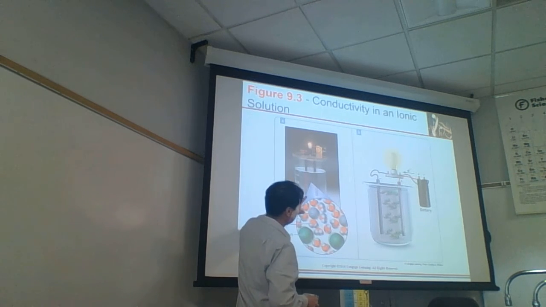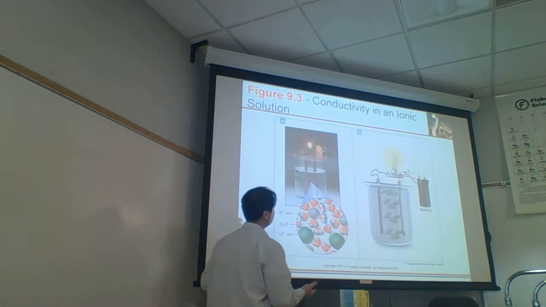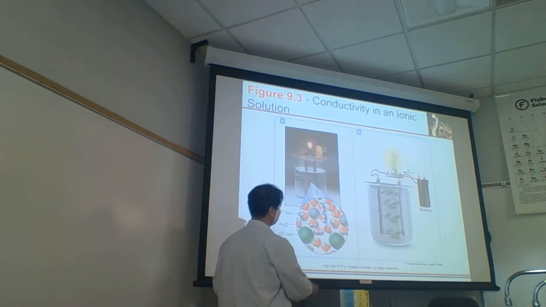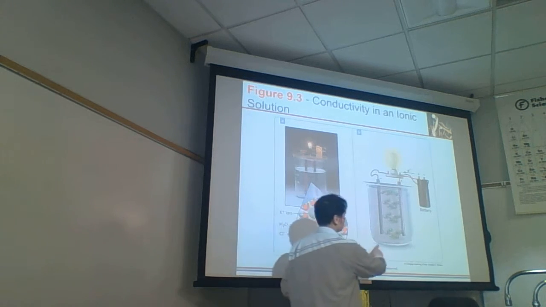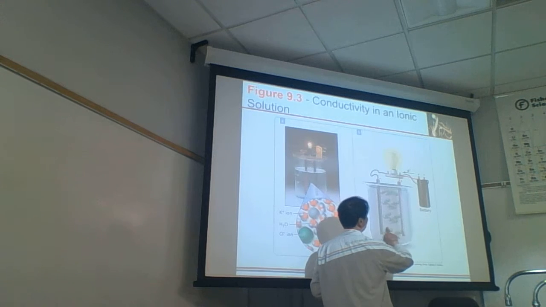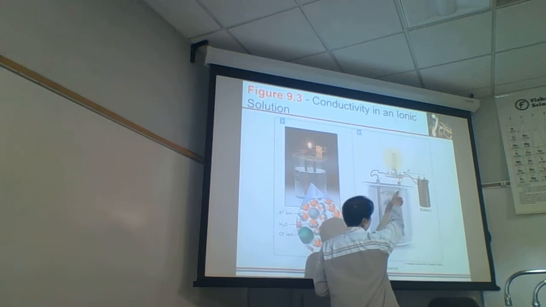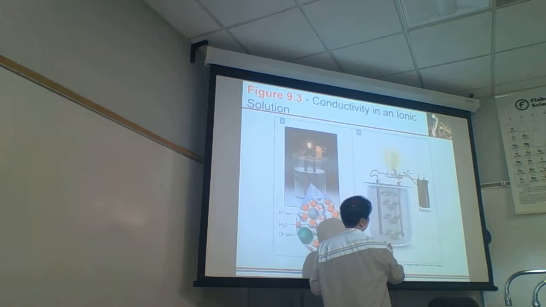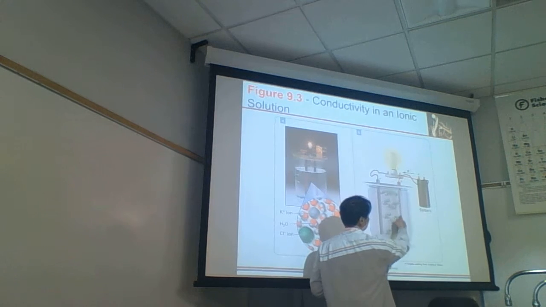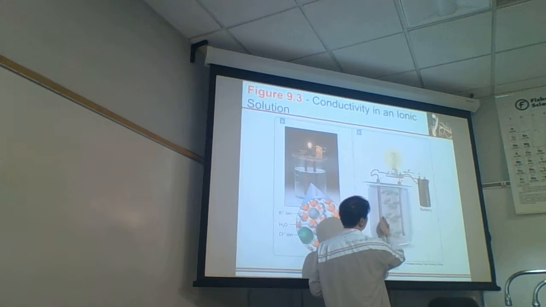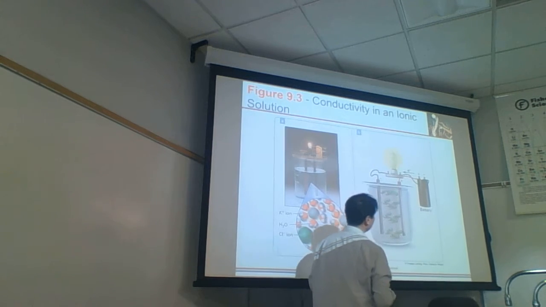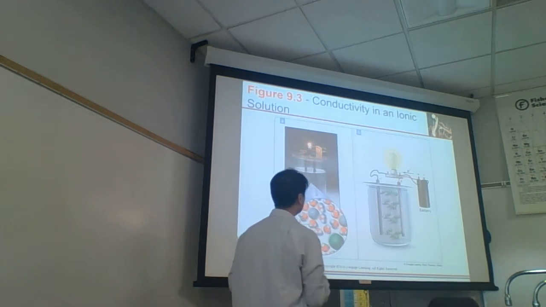Like, for example, this would be a strong electrolyte. A strong electrolyte because it conducts electricity well. So what is conducting electricity? It's the ions. The ions are transferring the charge from the two electrodes. One electrode is positively charged, the other is negatively charged. So the negative ions go to the positive electrode, the positive ions go to the negative electrode, and then we can conduct electricity. So we see the light bulb light up.